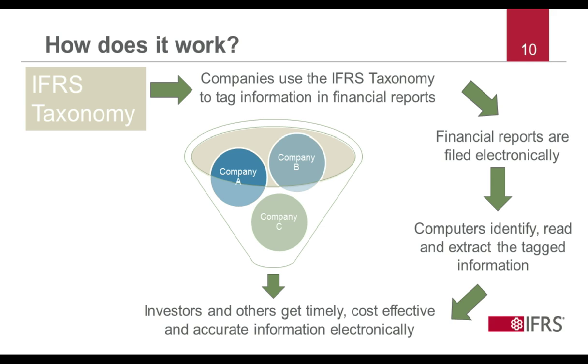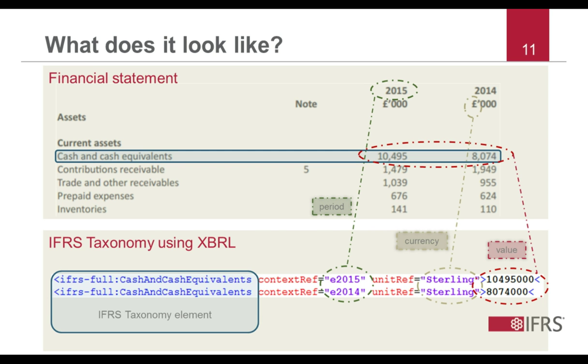Then the financial reports are filed electronically, and that enables computers to be able to identify, read, and extract the tagged information. By having that tagging for the items within the financial statements, it makes it then computer readable. This means that investors and others will be able to get timely, cost-effective, and accurate information electronically rather than simply by reading the PDF file or the hard copy financial statement.